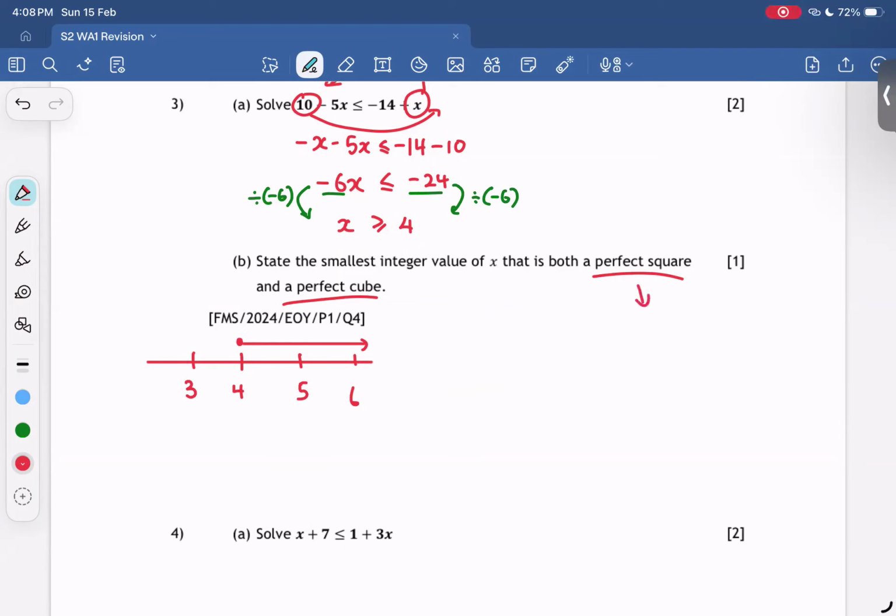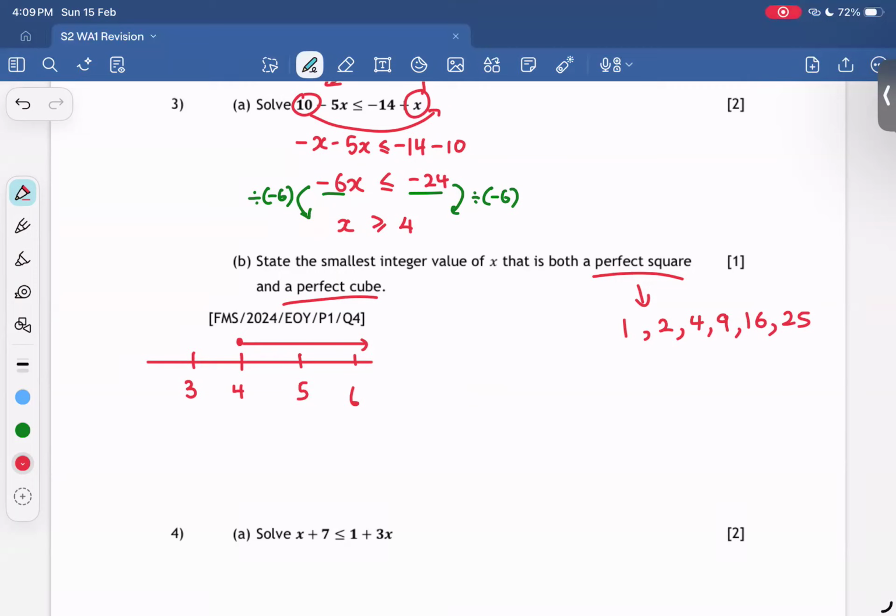Perfect squares would be, let's say, the numbers 1, 2 square which is 4, 3 square which is 9. Then there's also 4 square, which is 16, 5 square, which is 25, and so on and so forth. One more is 6 times 6, which is 36. So you get the idea here. Out of all these numbers, which number is also a perfect cube?